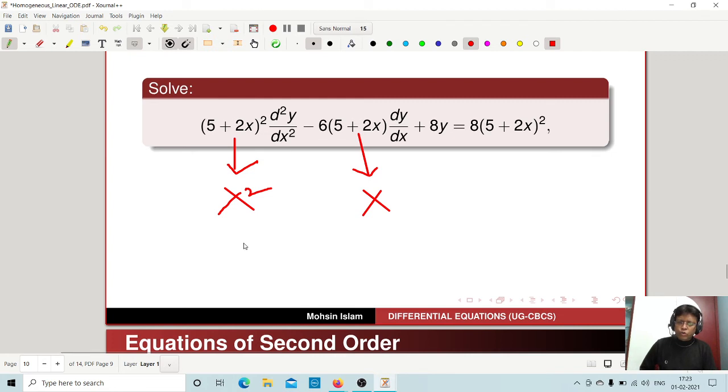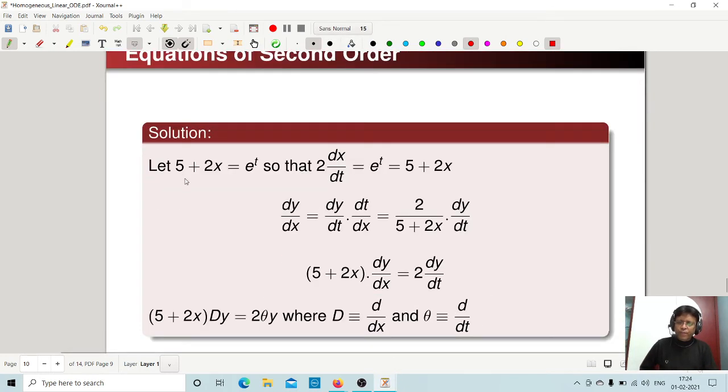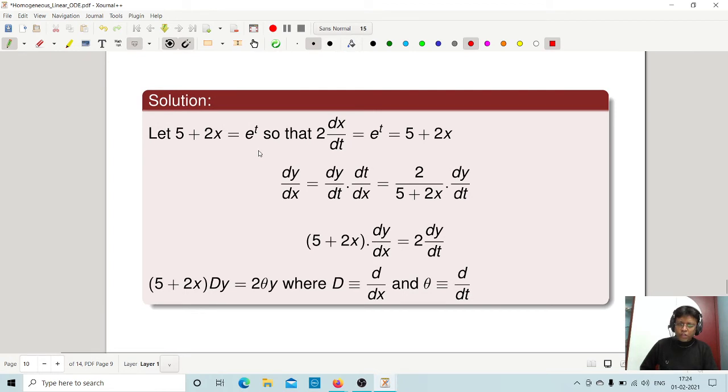So what is your substitution? Your substitution is not x equal to e^(2t), but your substitution is 5 plus 2x as e^t, right? 5 plus 2x as e^t. Now you have to do the same calculation what I have taught you, right? So in this case you see 5 plus 2x as e^t, so that you differentiate, you get the value of dx/dt, that is e^t, that is equal to 5 plus 2x.